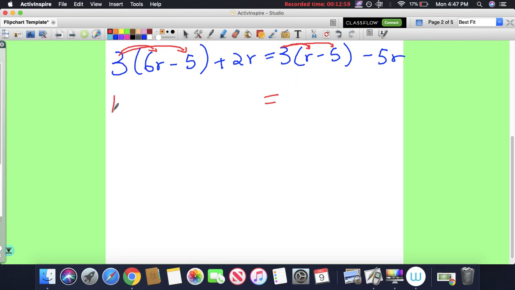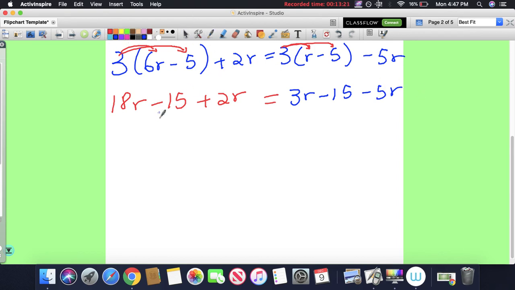So let's take care of one side. This 3 times 6r is 18r. 3 times minus 5 is going to give us negative 15. And then plus 2r. This first thing is distributive property. On the right side, 3 times r is 3r. 3 times minus 5 is negative 15. And then the minus 5r. So distributive property, check.